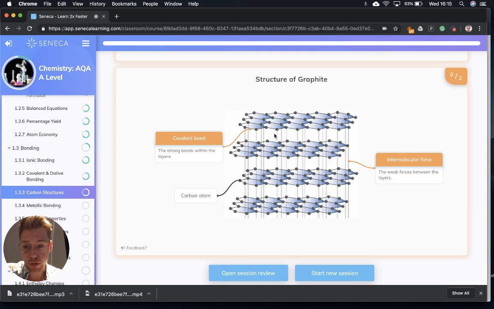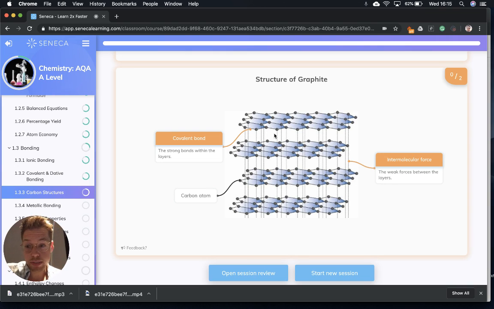Okay, that brings us to the end of this episode where we've been talking about different carbon structures and the different allotropes of carbon. So make sure you are happy with all those key definitions we've been over. And a really common exam question is to compare the structures of graphite and diamond and explain why they have different characteristics.